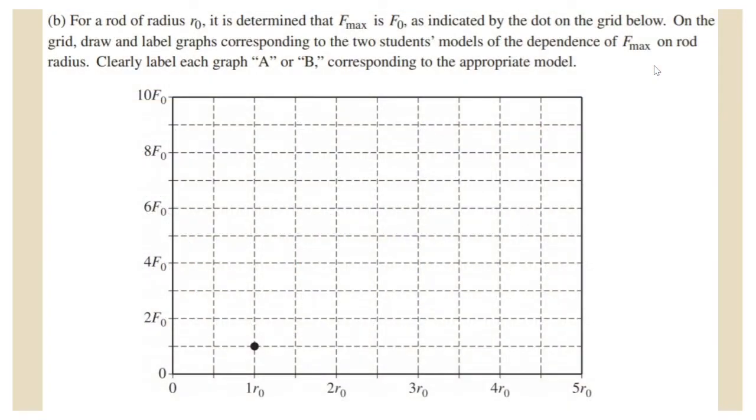The next part was the graphing part. I actually really like this part. It says, for a rod of radius R0, it is determined that F max is F0, as indicated by the dot on the grid below. On the grid, draw and label graphs corresponding to the two students' models of the dependence of F max on rod radius. Clearly label each graph A or B corresponding to the appropriate model.